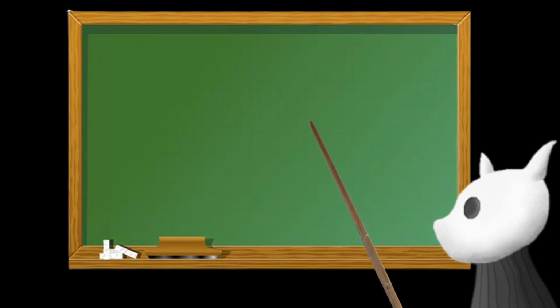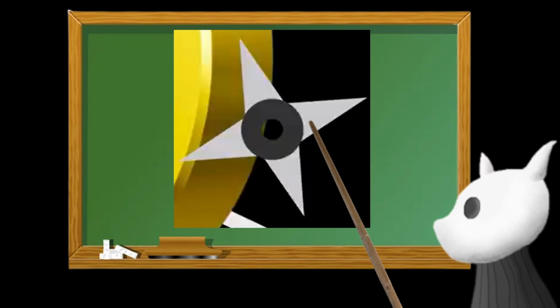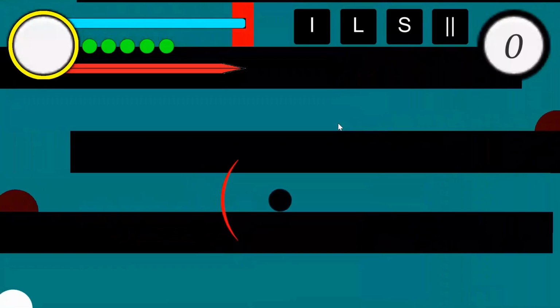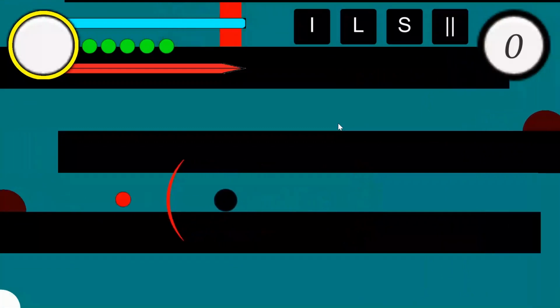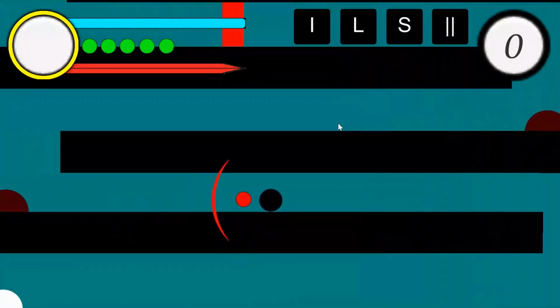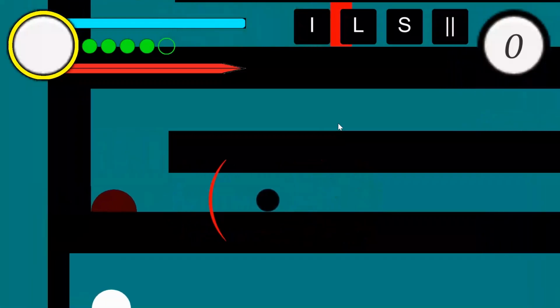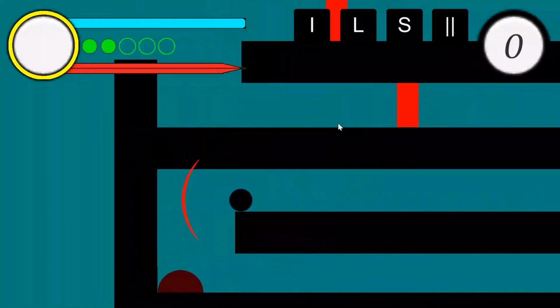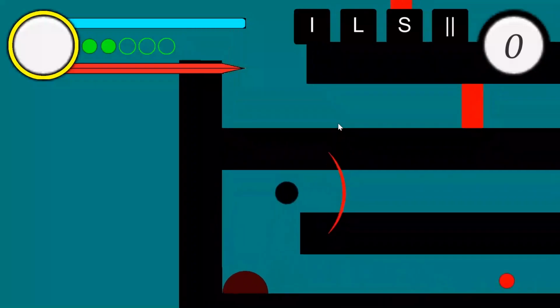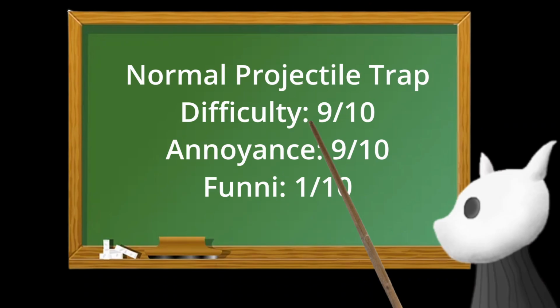Now the next 2 traps are projectile traps. These ones are used to test the player parrying ability and reaction time. There are 2 types of it. The normal one which triggers when you enter a zone, and this one which triggers sometime after you enter the zone. Here are my rating for the 2 types.